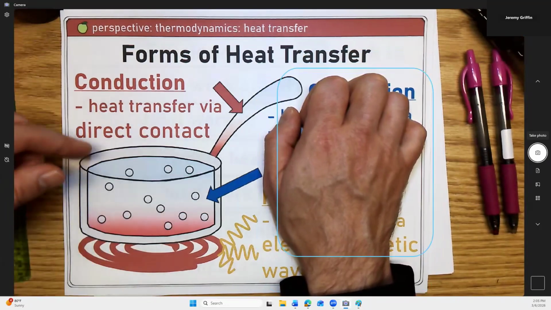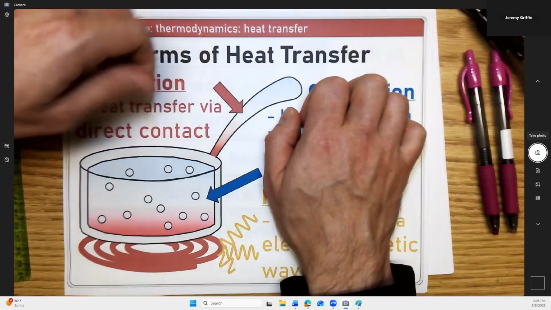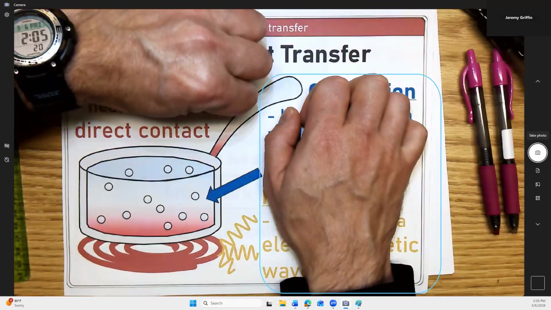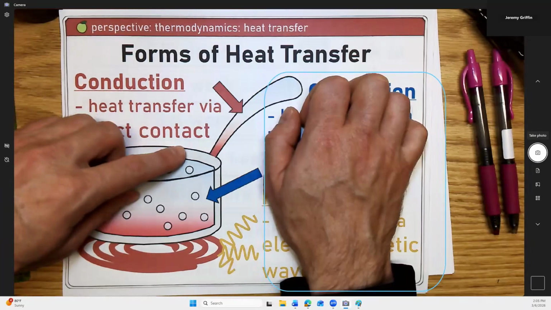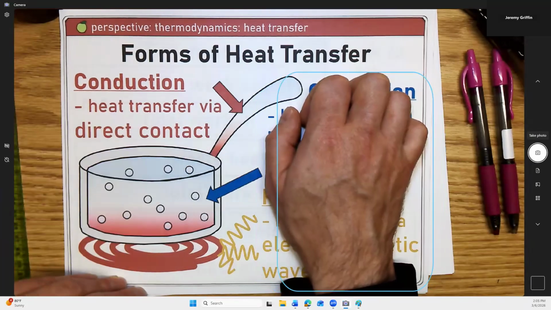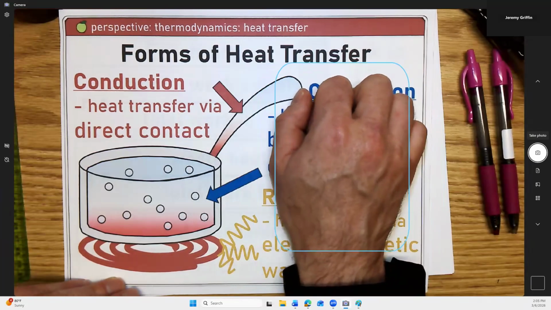So here I got this pot of boiling water. Guys, what if the pot's all metal and I touch this metal handle? Does that feel hot? Yeah, because I touched it directly. That's called conduction. Right? So the heat can transfer by direct contact. Right? What's another form of heat transfer?